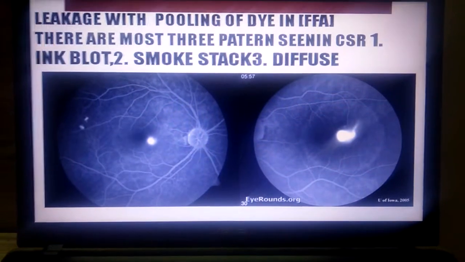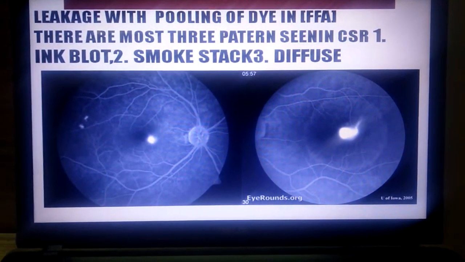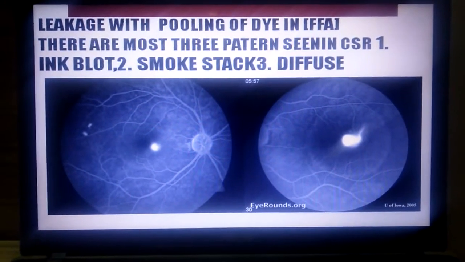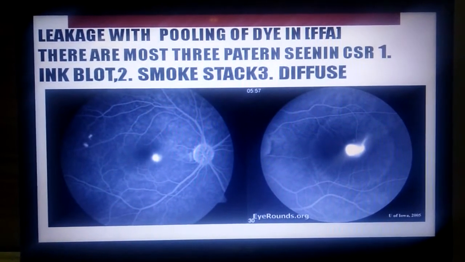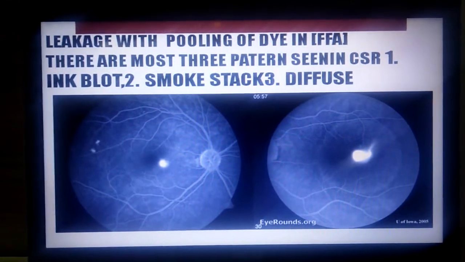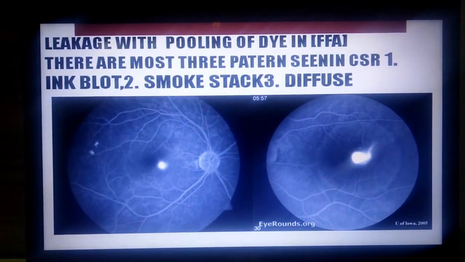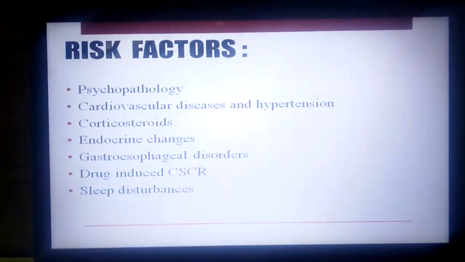And you can also diagnose for the management with the help of angiography, and different types of patterns can be seen, like ink blot pattern, smoke, or diffuse.